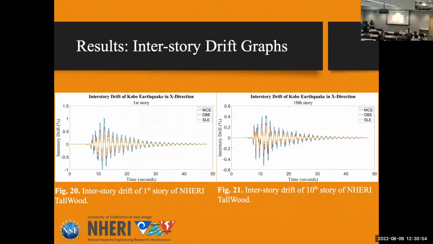And then that all goes into graphs like these, where you get your interstory drift of the first floor, which for mine in particular ended up having the biggest interstory drift. And then the 10th story had the smallest interstory drift.